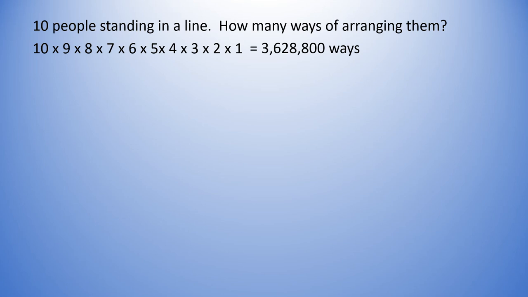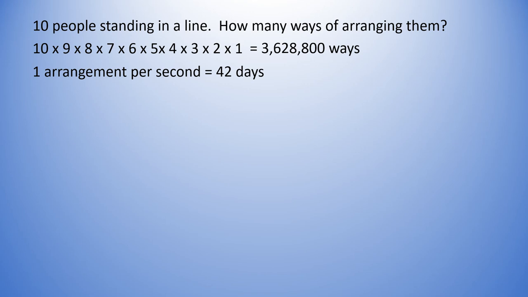I said we'd put this in context, so if we looked at one arrangement of people every second, it would take approximately 42 days to see all of them. Of course, we can't look at one per second. It would take a little bit longer than that to arrange them.